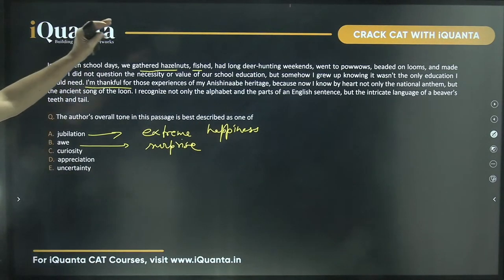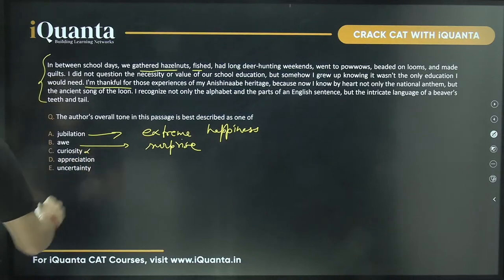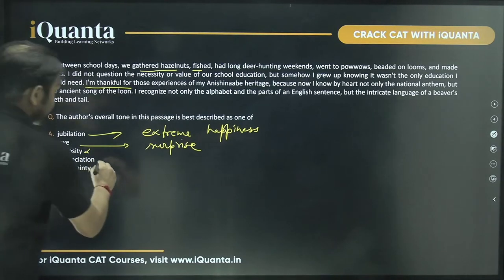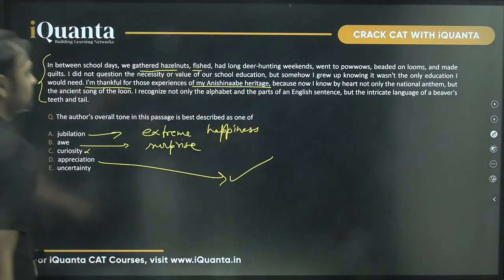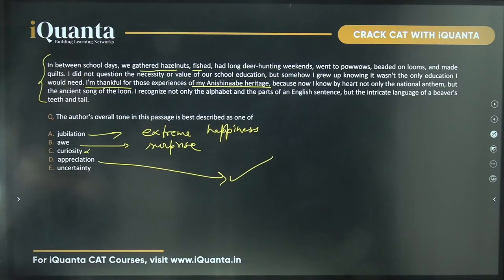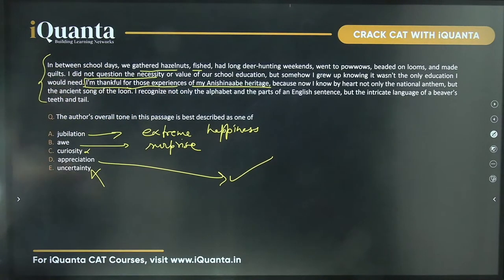Curiosity, he could have been curious in his childhood, but in this writing there is no curiosity. So don't go with this. Simply it is appreciation, an appreciation for the chance that he got in his life, for the schooling system, and for the experiences of Anishinaabe heritage. He got these chances to go out and learn from nature, and he is appreciating these things. There is no element of uncertainty, so no need to go with E. And "I am thankful" is expressing your gratitude and appreciating whatever you have in life.